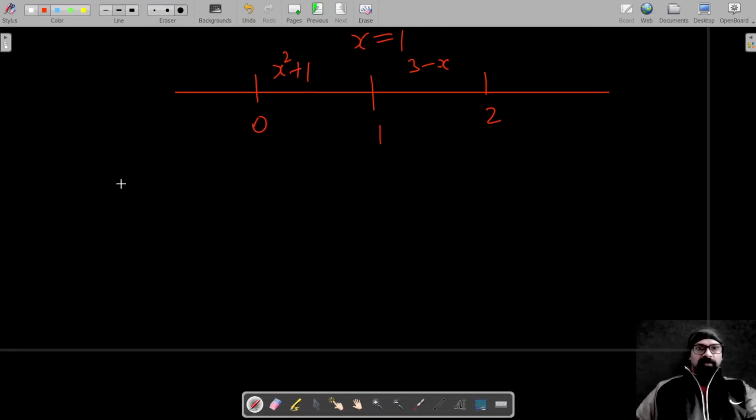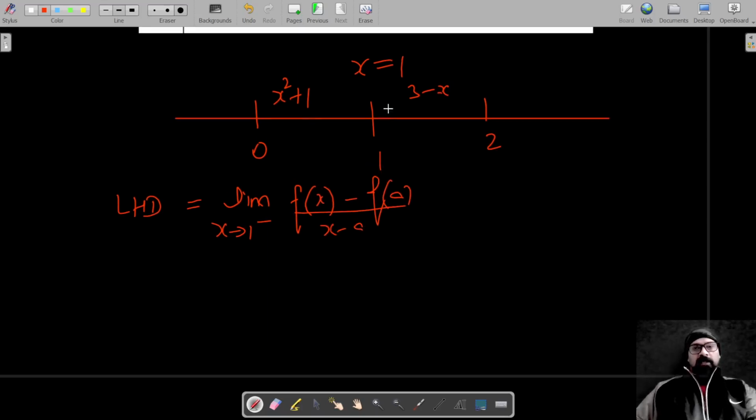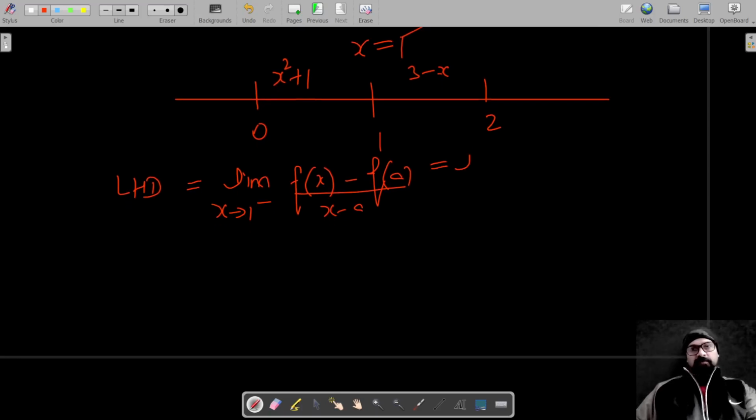So for that, let's find out the left hand derivative, which is equal to limit, because we are checking this function at x is equal to 1. So limit x tends to 1 negative, f of x minus f of a upon x minus a. And a here is 1. So this becomes limit x tends to 1 negative, f of x minus f of 1 upon x minus 1. Okay.